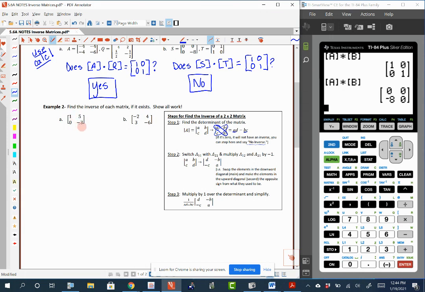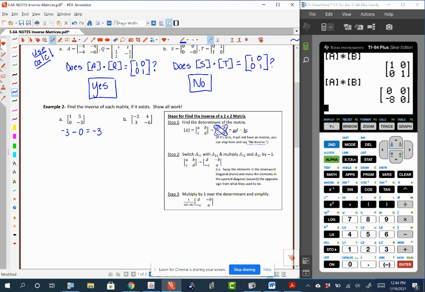I'm going to take my main diagonal, and I like to circle. So let's see, 1 times negative 3, so negative 3, minus that second diagonal, which is 0 times 5. Well, in this case, my determinant when I subtract is a negative 3. So I know that this matrix has to have an inverse because its determinant is not 0. So now I get to go to step number 2.